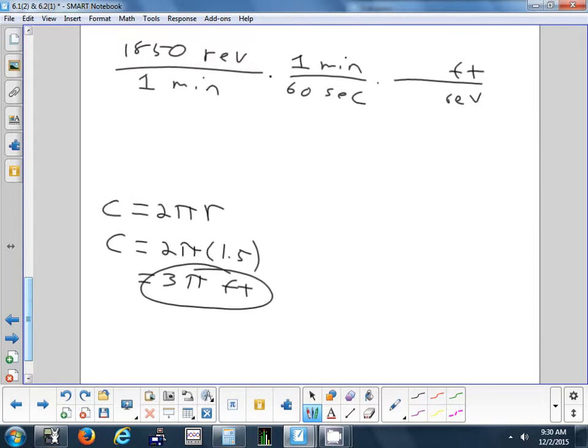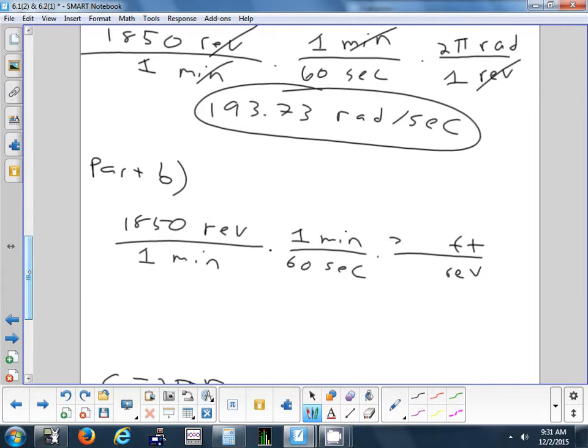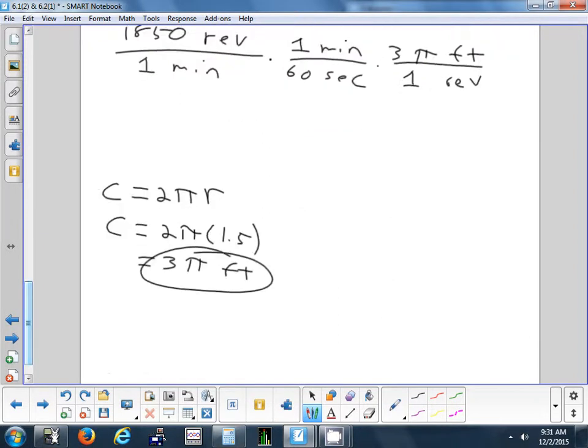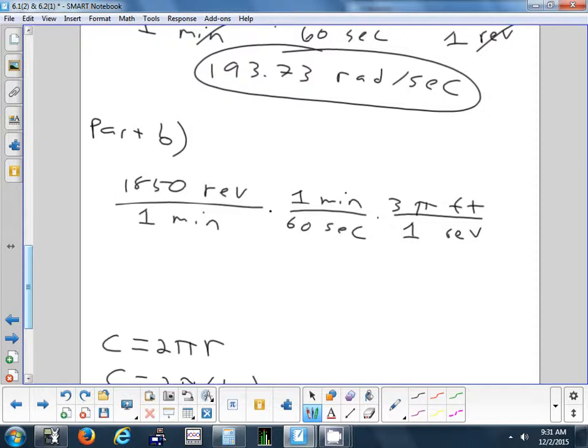Okay, so now we know how many feet are in one circumference. And a circumference is exactly the same as a revolution. So there are 3 pi feet in one revolution. So if you took this tire and you marked it, you put it on the ground, and you rolled the tire 1 revolution, and then measured the distance the tire rolled on the ground, that's how far it would roll. 3 pi feet. Or a little over 9 feet. So pretty far. Okay. So now we've got revolutions is gone, minutes is gone. And we're left with feet per second.